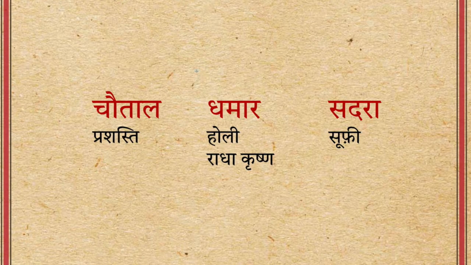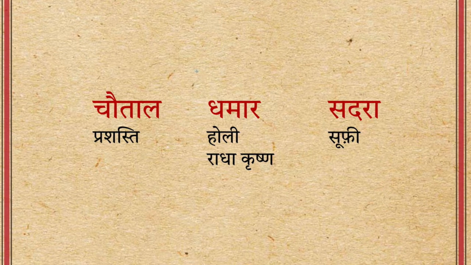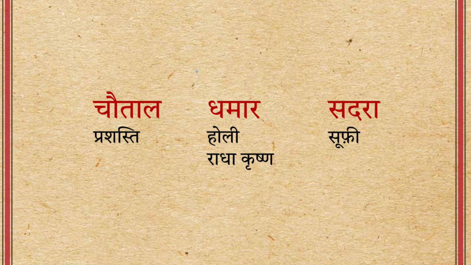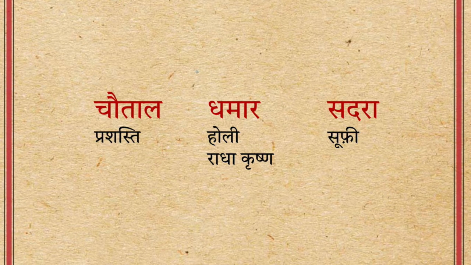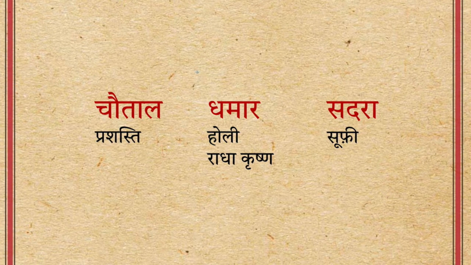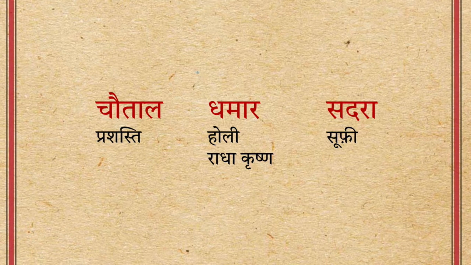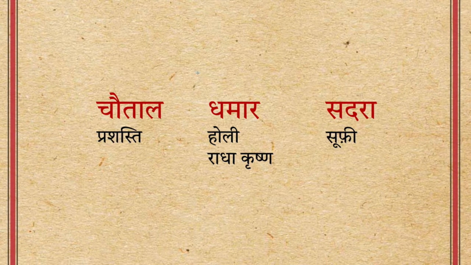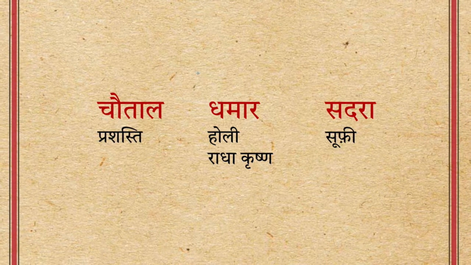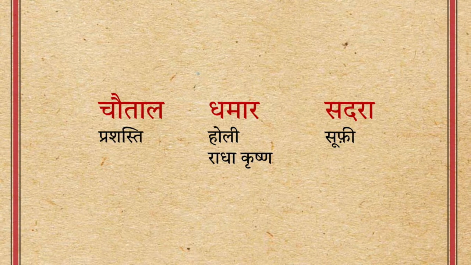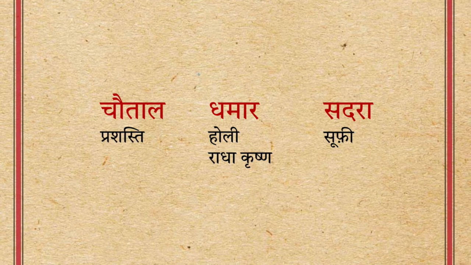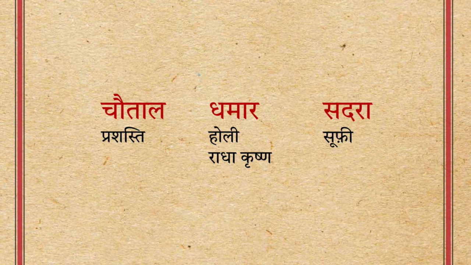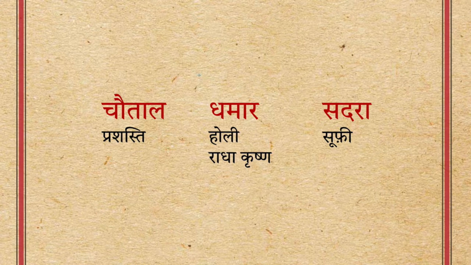The three principal types of compositions that one finds in Dhrupad are Chautal, Dhamar, and Sadara. Chautal is the most common type of composition in Dhrupad, and it has four parts, which we will see in a moment. The type of poetry in Chautal is most often praise poetry, which is dedicated to a deity, or often to a ruler. The second most common type of composition in Dhrupad is Dhamar.